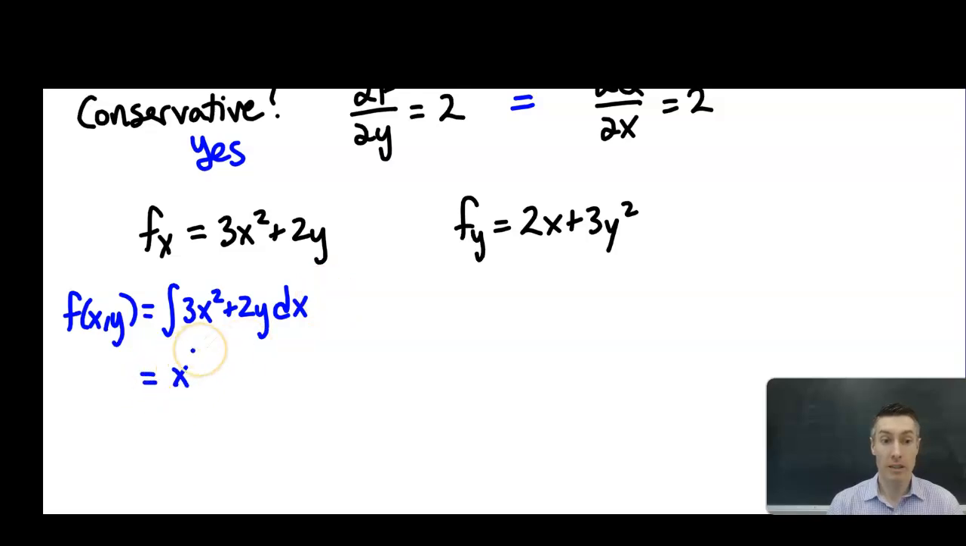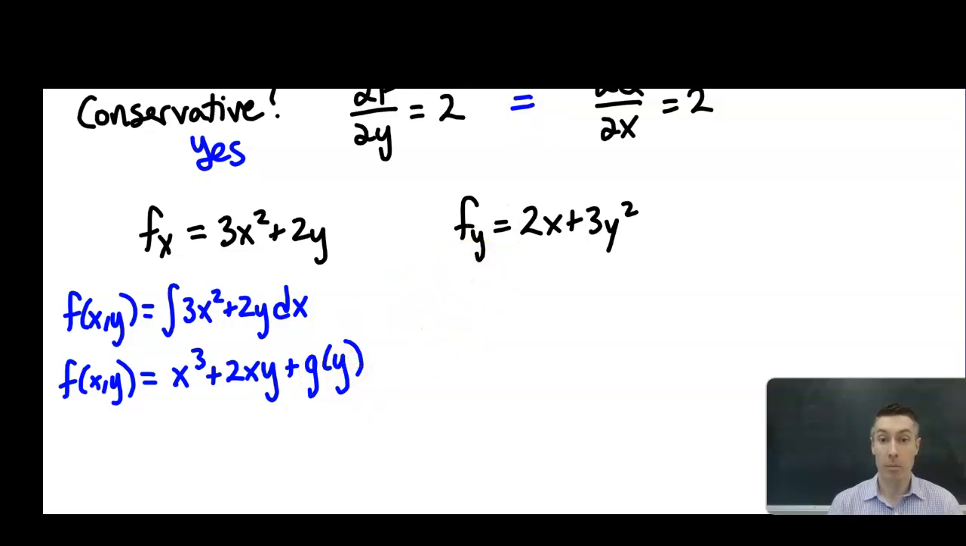So we're going to get x cubed plus 2xy plus some function in terms of y, whose derivative with respect to x would have been 0. So that's our possible potential function.